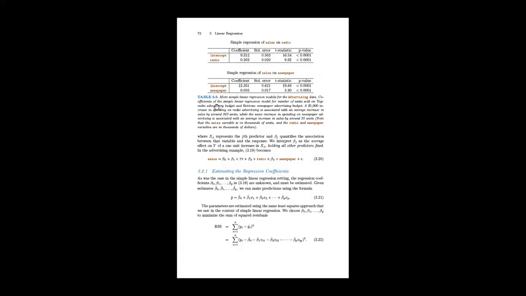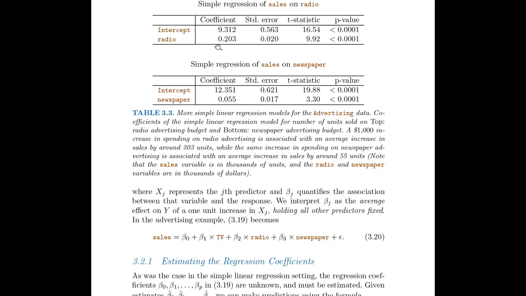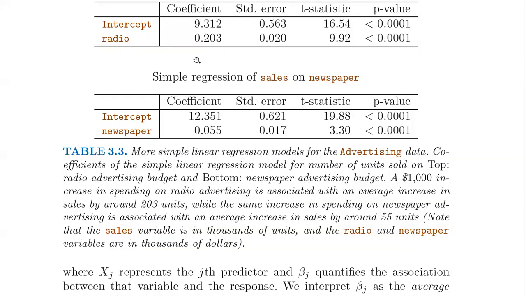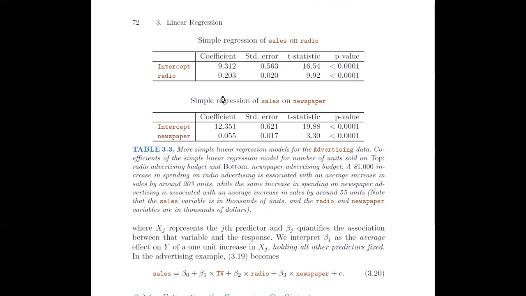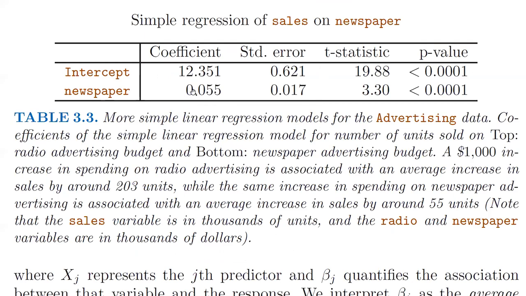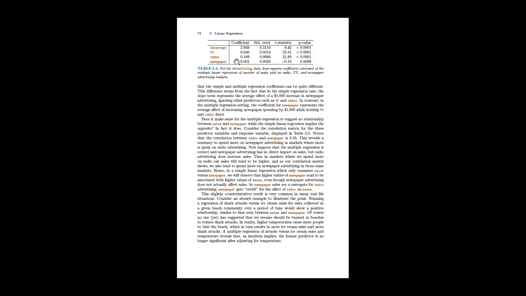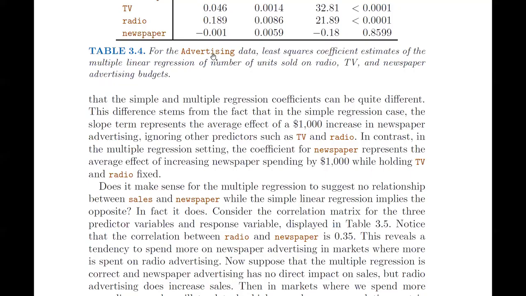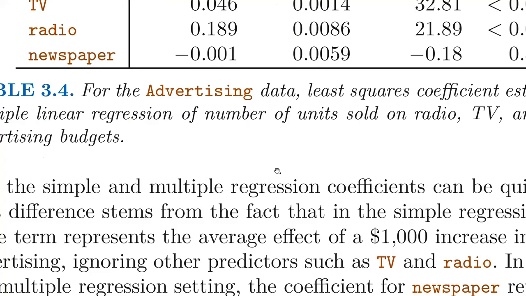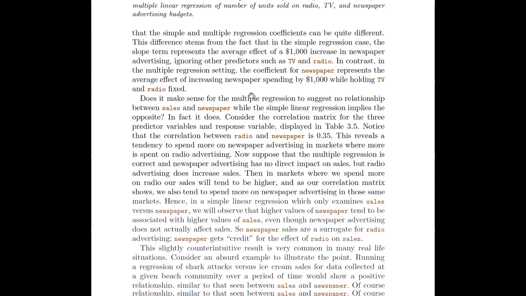So let's go back, and it's these. And I've already forgotten them. But yeah, 0.2. But for newspaper, it's quite different because this is 0.05. We're a whole order of magnitude less. There are two zeros and then a 1.